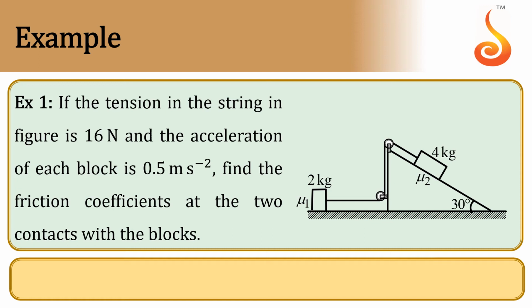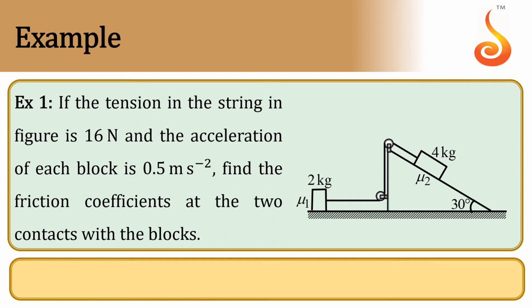Example 1. If the tension in the string in the figure is 60 Newton and the acceleration of each block is 0.5 meter per second square, find the friction coefficients at the two contacts with the blocks. In the diagram given, block 1 is 2 kg, the coefficient of friction between the block and the surface is mu1, and block 2 is 4 kg and the coefficient of friction between the block and contact is mu2, and the angle of inclination is 30 degrees.